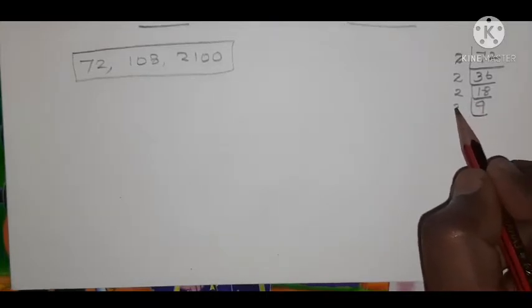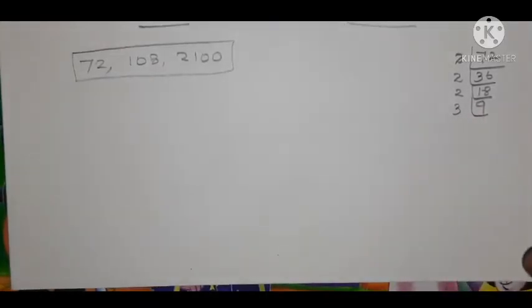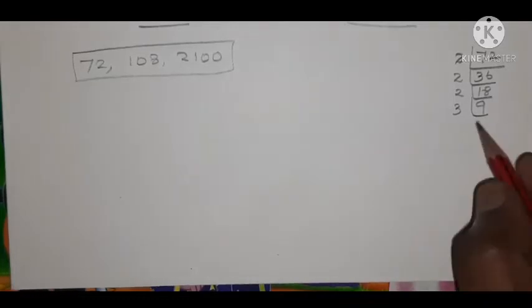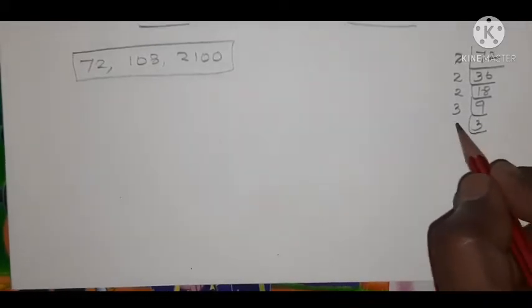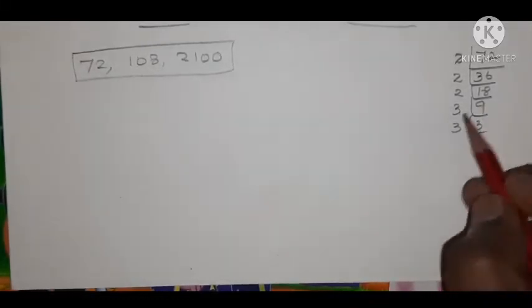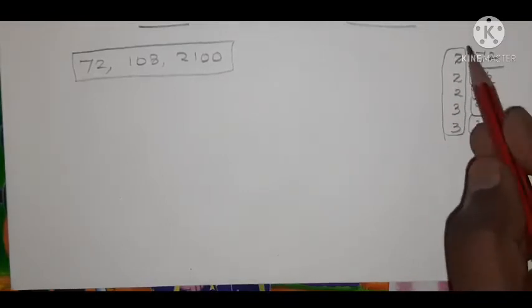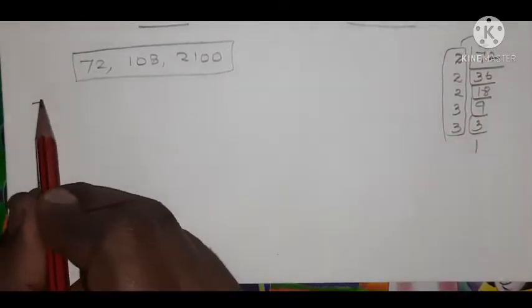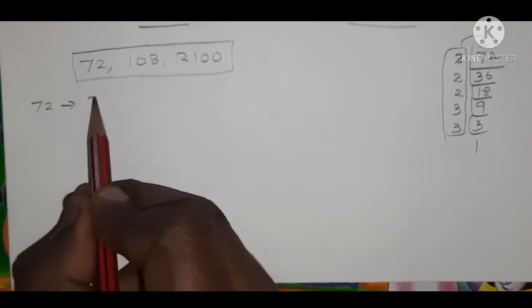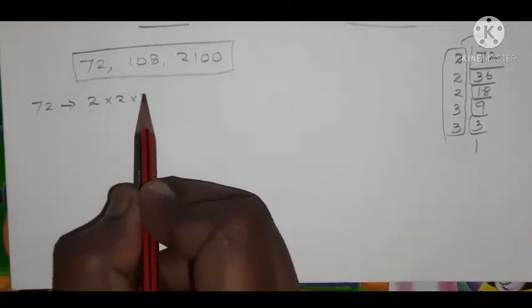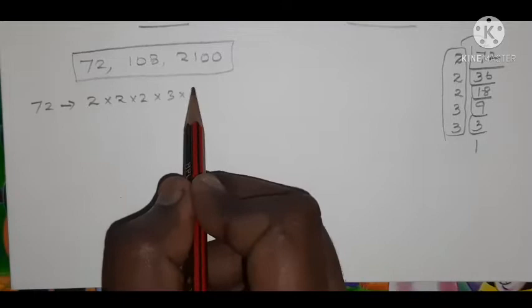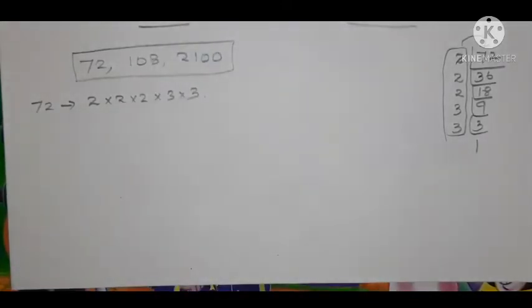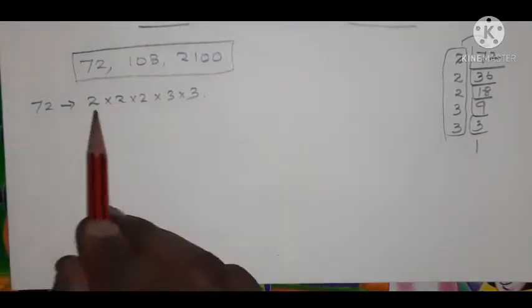Now 9 could not be divided by 2, so we should divide by the next prime factor, 3. 3 3s are 9, and 1 3 is 3. So these are the prime factors of the number 72. The prime factors are 2 into 2 into 2 into 3 into 3. This is the first step: we have expressed it as the product of prime factors.